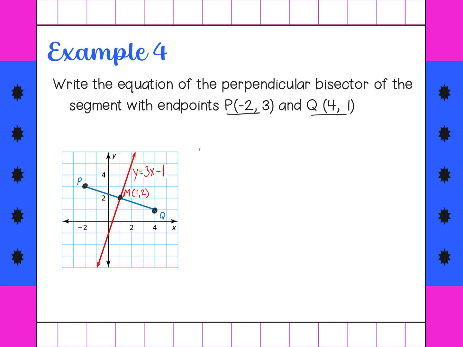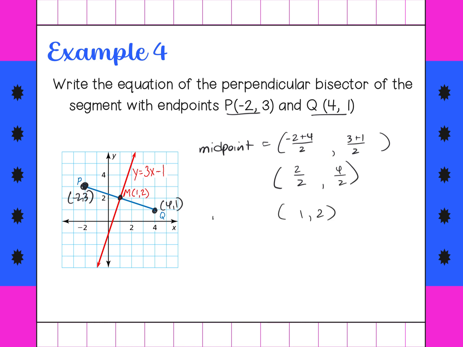Well, again, I need to remember the midpoint formula. If I want to know what the midpoint is of point P up here at negative 2, 3, and point Q at 4, 1, remember the midpoint is the average of my x's. So I've got minus 2 plus 4 divided by 2, that's the average, and the average of my y's, 3 plus 1 divided by 2. So this is 2 over 2, and this is 4 over 2, and so this is 1, 2. So I know the midpoint is 1, 2, and that's right here. That's how we got this m value, okay?